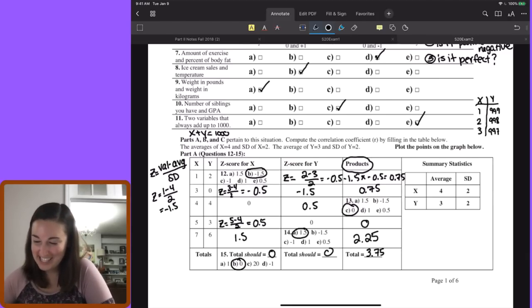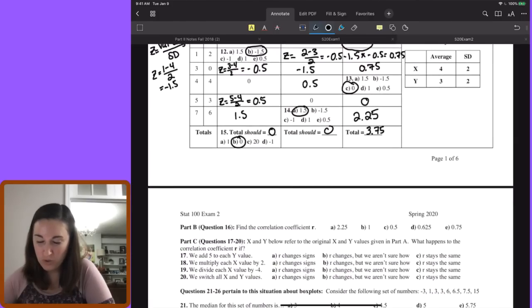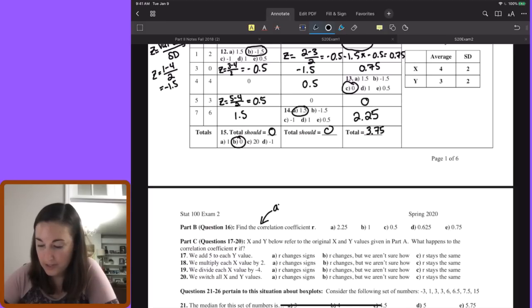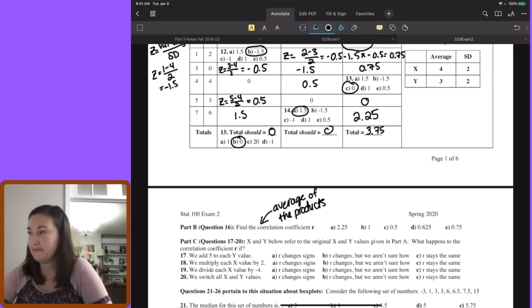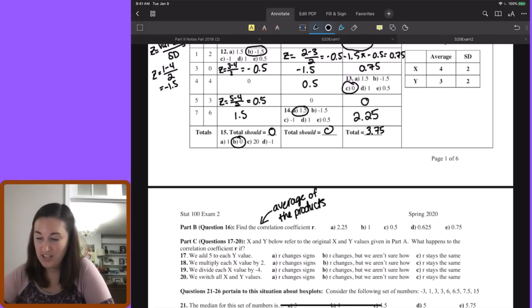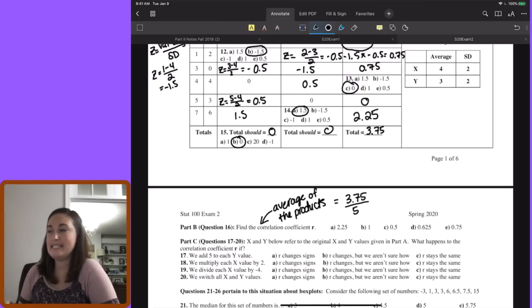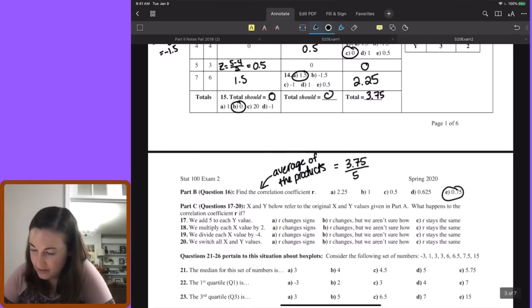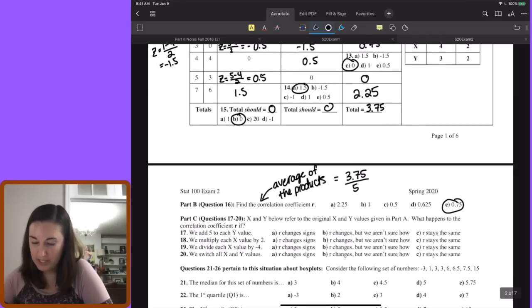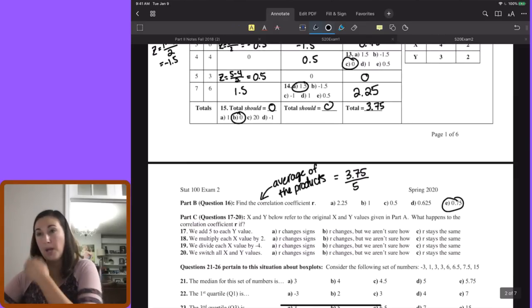So we're almost there. We did part A. Part B, what is the correlation coefficient? Remember, the correlation coefficient is the average of the products. So I would just take all of them, add them together, and I end up getting 3.75 and then divided by 5 since there's 5 points. And that gives me 0.75. So my correlation is positive. It is 0.75. That looks good.